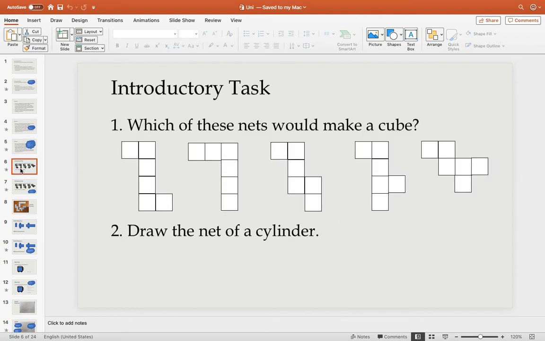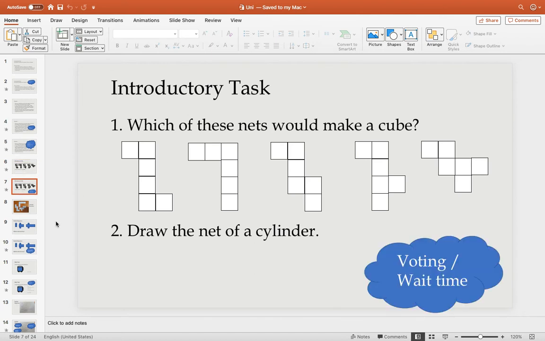So this was my introductory task. Which of these nets would make a cube? And it was just those 5 nets. And then the second part, and this was a bit of a summary of what we've already done, was to draw the net of a cylinder, which obviously will become extremely important with the learning intention of today's lesson.